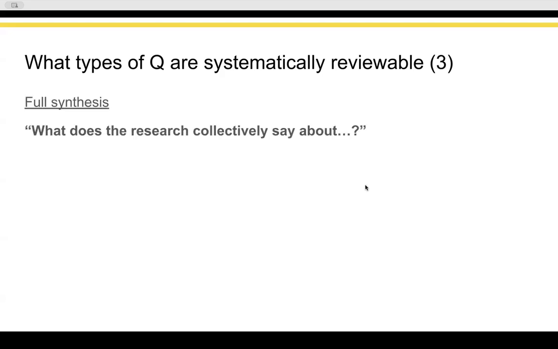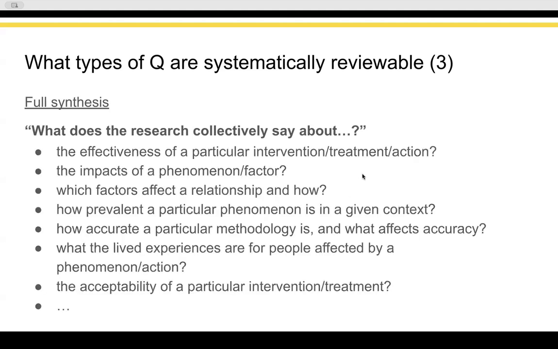Full synthesis, on the other hand, is asking what does research collectively say about, for example, the effectiveness of a particular intervention, treatment, or action, the impact of a phenomenon or factor, which factors affect a relationship, and how prevalent a particular phenomenon is in a given context, how accurate a particular methodology is and what affects that accuracy, what the lived experiences are for people affected by a phenomenon or action, the acceptability of a particular intervention or treatment. The list goes on. Those are the kinds of formulations that we'd want to be seeing in a systematic review.